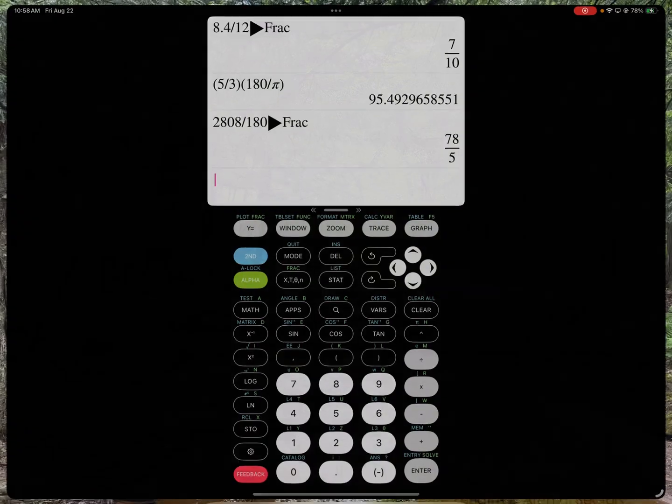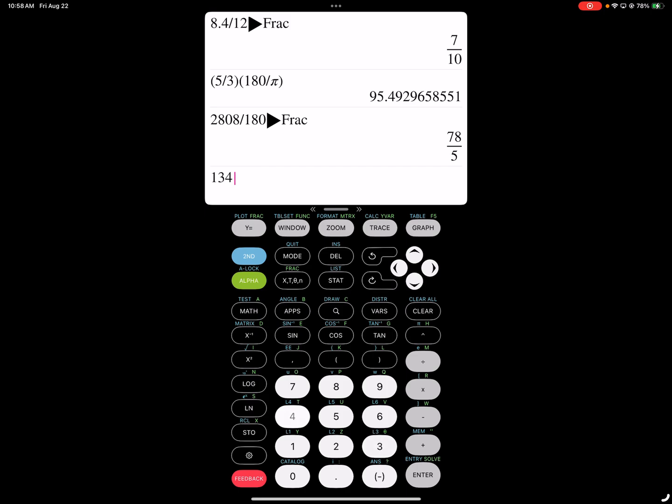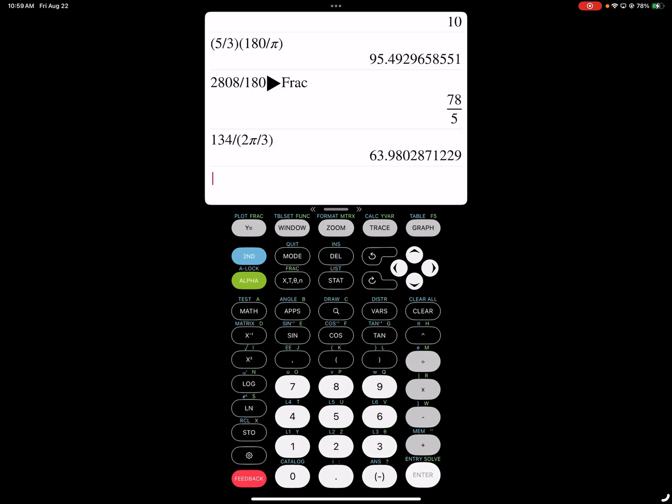Just wait till you get to the next one. 134 divided by 2 pi divided by 3, like that. And you should get 63.98. Now, what does that equal? That equals r squared. So what do I have to do with this number? I have to square root it.